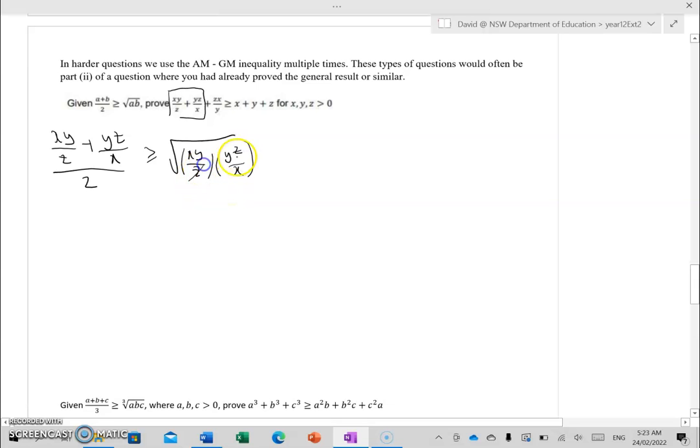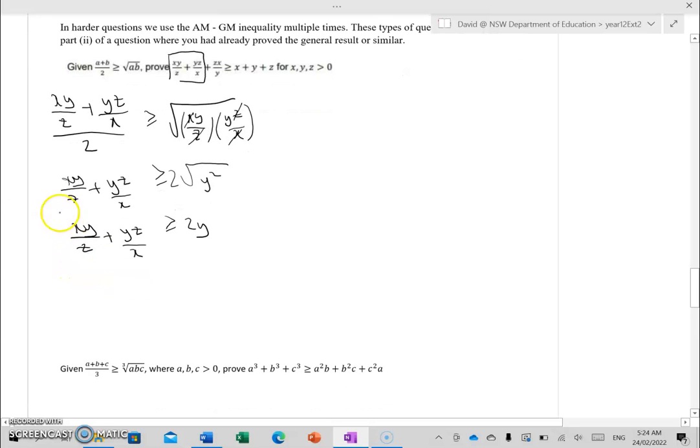And what you'll see is there's some cancellation here. Z cancels and x cancels, and we get square root of y squared. I'll times by 2. So I've got xy over z plus yz over x, greater than or equal to 2 root y squared. Well, that's just going to be 2y because y is positive. Okay, so that's one result there. And hopefully you can see the reason why the y remains is that when you multiply the 2 fraction bits together, you get a y squared, whereas the x's cancel and the z's cancel.